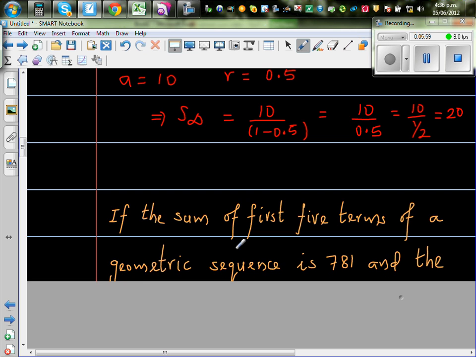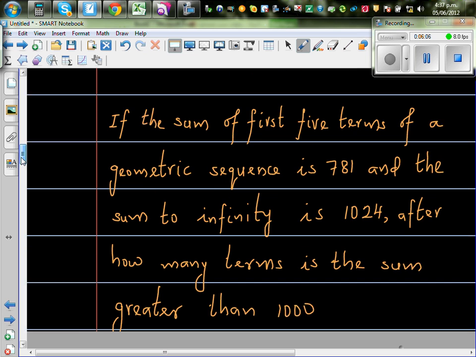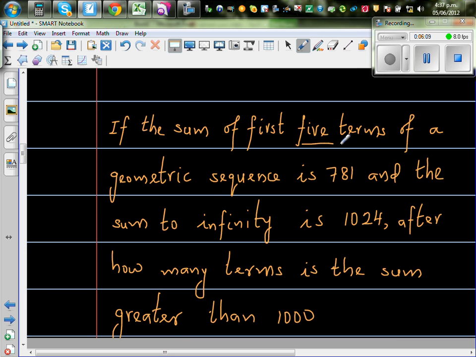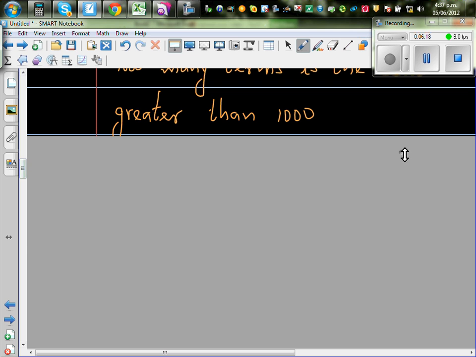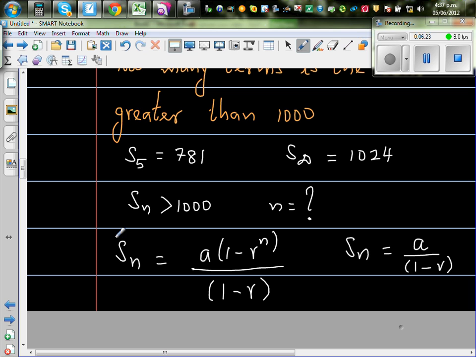Now let us come back to the question. I have copied and pasted it again here. We have the sum of the first five terms, which is 781. I first wrote the formulas. These are the two formulas that we need to know. This is the Sn formula, the sum of n terms. Sn can be found using A times 1 minus r to the power n over 1 minus r. And this is not Sn, this is S infinity.